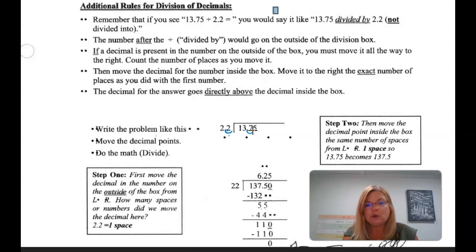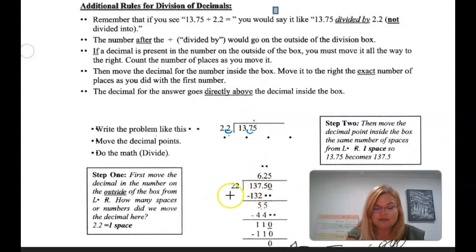Now for step 2, you want to move the decimal point inside the box, which we did. We moved it here, one point, because it is the same number of spaces. It always has to be the same because you're keeping the placeholder to make sure that you're working with the same value of numbers. So that was one space here again, like we said, and one space here. So the decimal is going to go there. So I can even just put my decimal right there. Okay, so I know my decimal is going to be in that space.